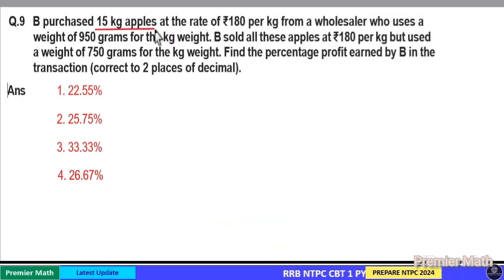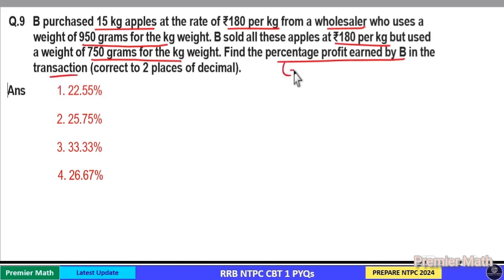B purchased 15 kilogram apples at the rate of 180 per kilogram from a wholesaler who uses a weight of 950 gram for the kilogram weight. B sold all these apples at 180 per kilogram but used a weight of 750 gram for the kilogram weight. Find the percentage of profit earned by B in the transaction. Here percentage of profit directly depends on the weight of the fruit. He bought apples at 180 per kilogram and he sold them at 180 per kilogram. So we can ignore the price here.